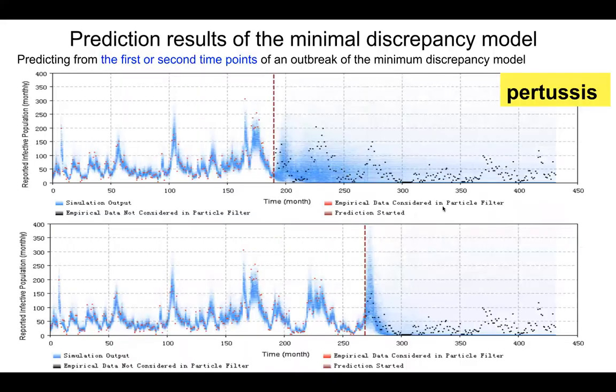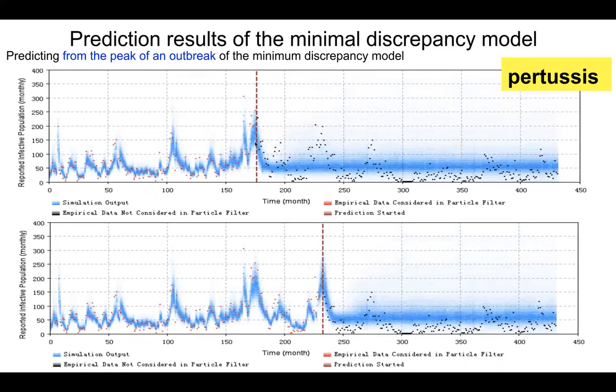So this is the latent state. We have also performed a similar analysis for the projection of near future outbreaks of the pertussis model. These two figures show predictions made from the first or second time points before an outbreak starts. We can see that the particle filtering model can successfully project the near future outbreaks, including the decrease stage of the outbreak.